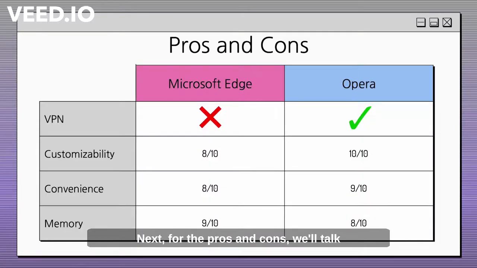Next, for the pros and cons, we'll talk about some of the feature sets that are offered by Microsoft Edge and also Opera. One of Opera's most headlining features is its free VPN that is available for its users to access. This is a much appreciated feature as most VPN services require a subscription. A VPN is especially helpful when users want to unlock content that is barred in their respective country, or to hide their online identity and traffic activity from their ISPs.